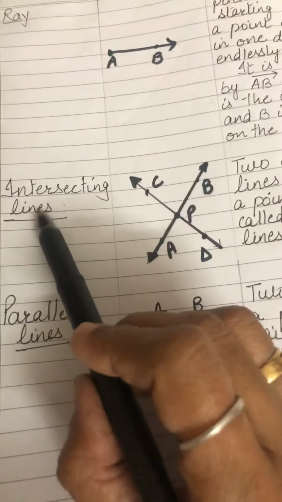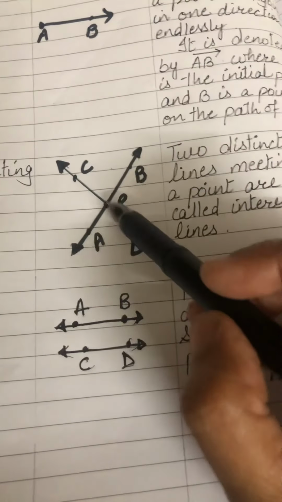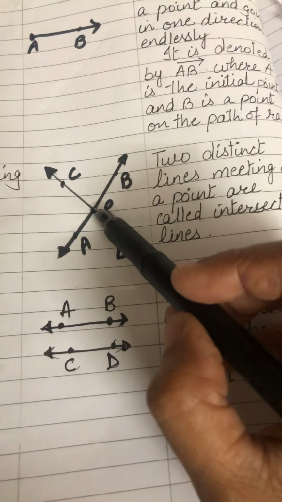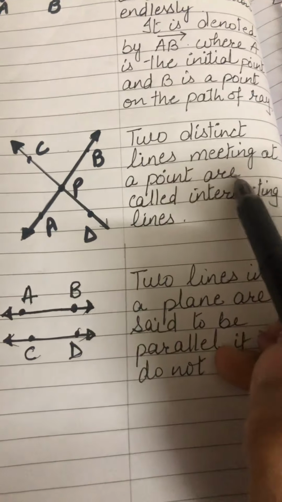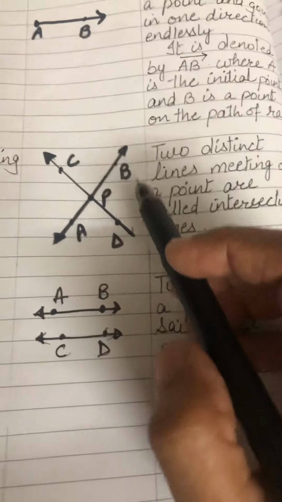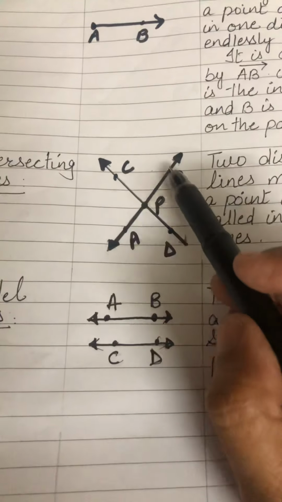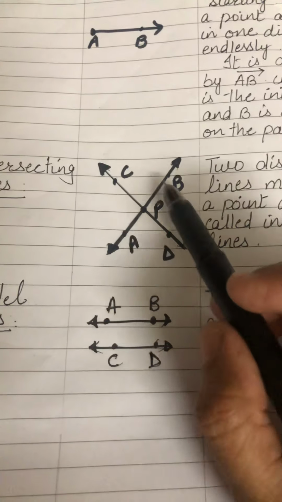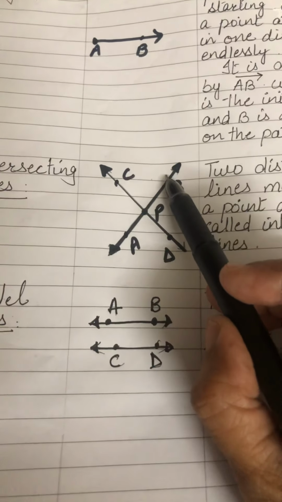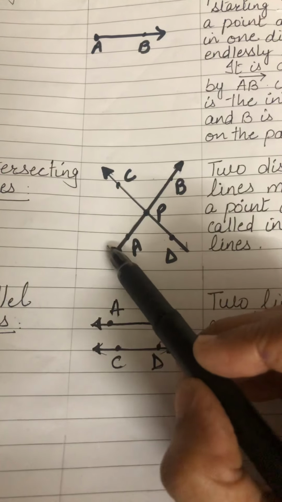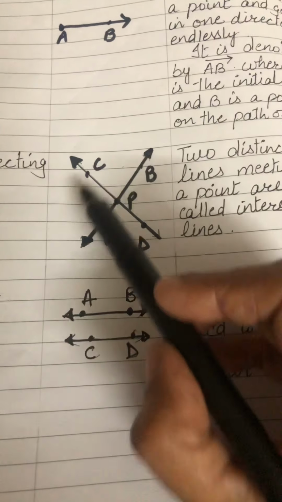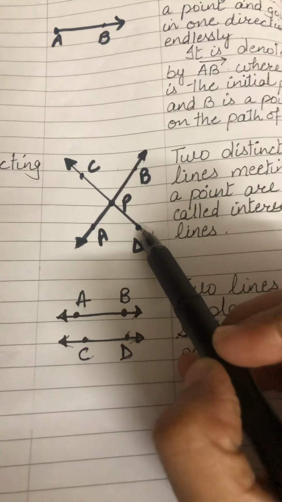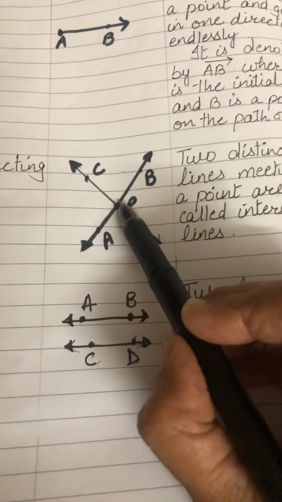Next come intersecting lines. What do you mean by intersecting lines? Lines which cut each other at a point are called intersecting lines. So I have written, two distinct, means different, lines meeting at a point are called intersecting lines. I have represented two intersecting lines as AB and CD. Any letter you can write here. Line AB, line CD. That is why I have represented with two arrows. When I am talking about lines, it means two arrows will come. Line AB and line CD intersect each other at a point P.